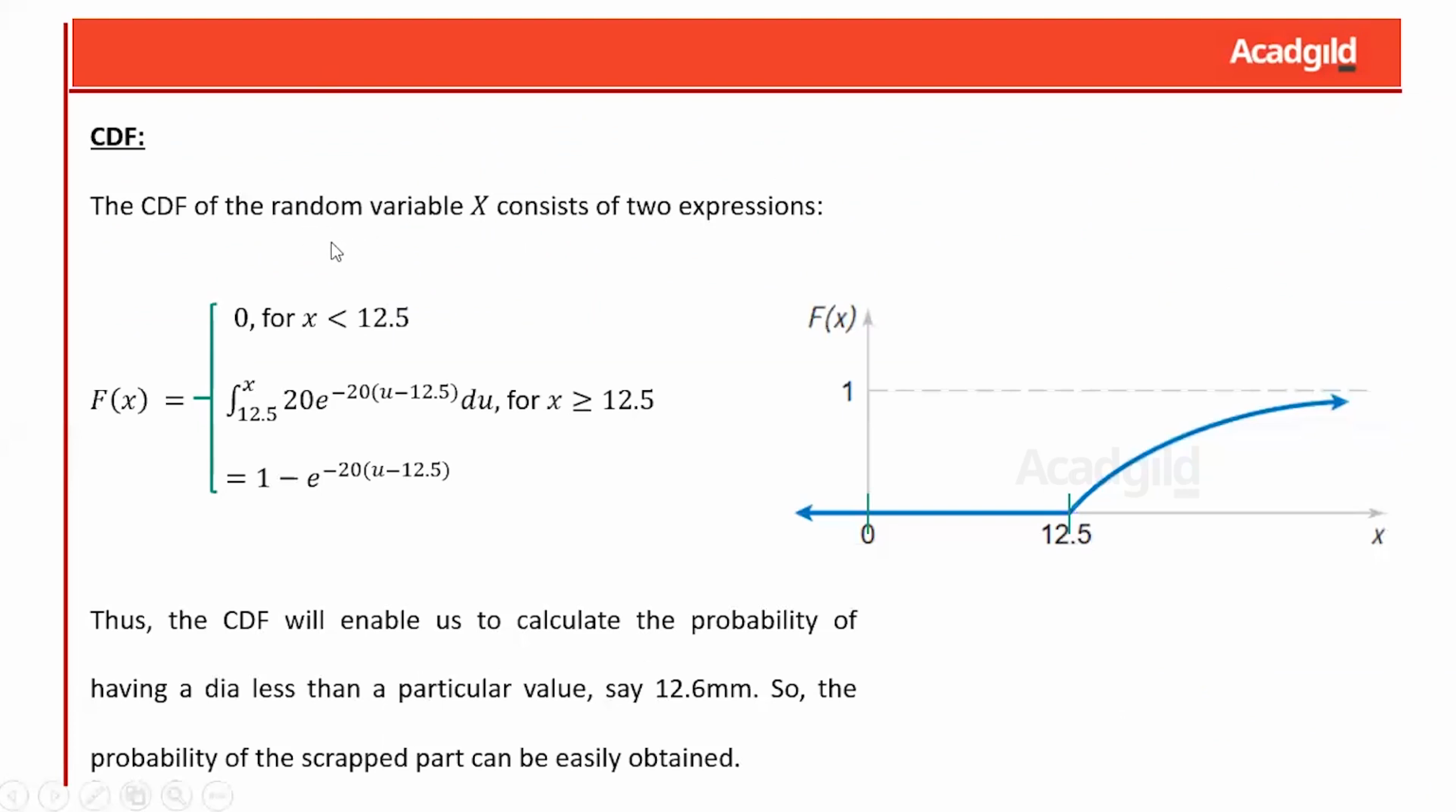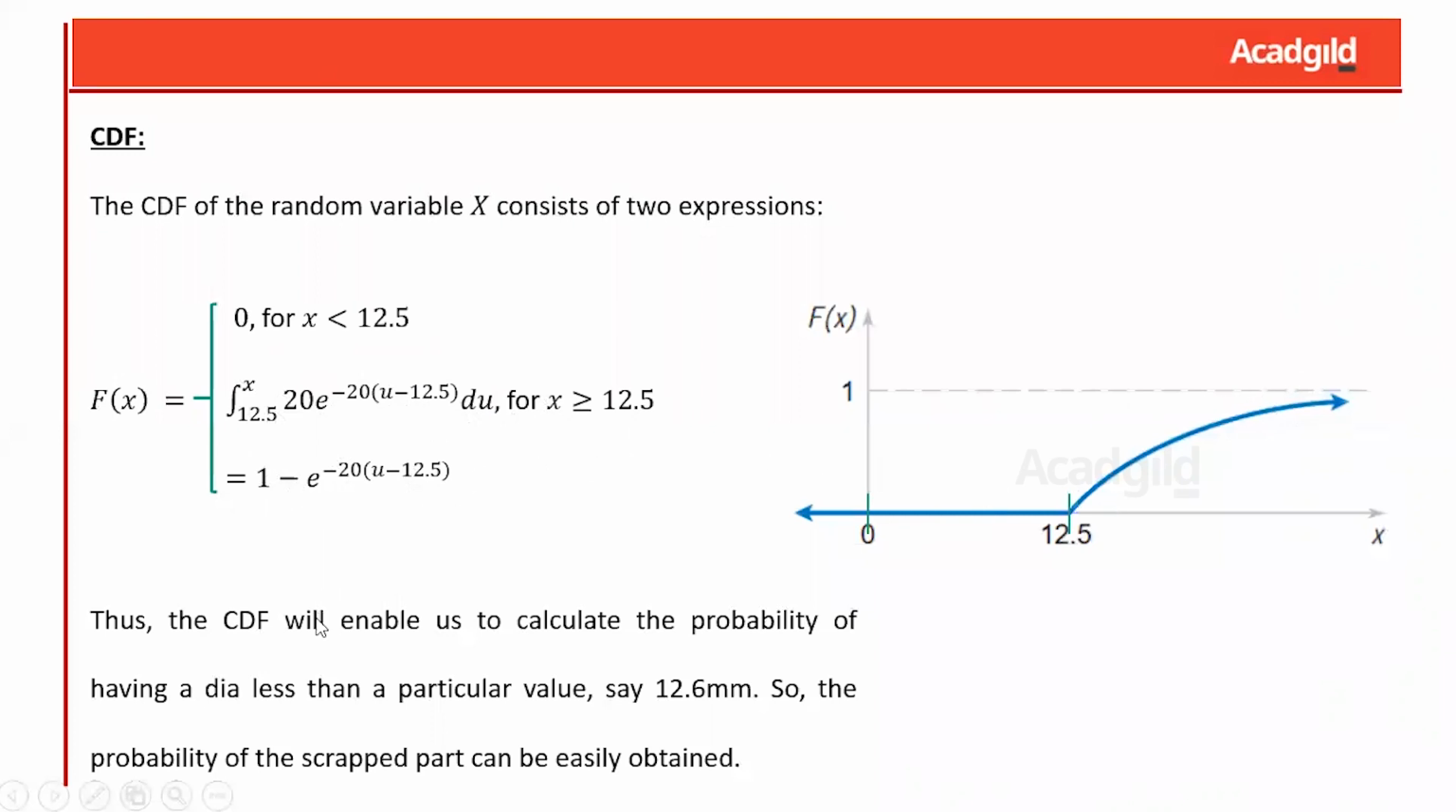Now the cumulative distribution function of the random variable x will consist of two parts. The first part being x less than 12.5 and the second part for x greater than or equal to 12.5. Now for the first part, my f(x) will be 0 since x is not defined here, as shown in the diagram. For the second part, we will have to calculate the CDF given by the suitable formula. So after calculating, we get F(x) for x greater than or equal to 12.5 as 1 minus e to the power of minus 20 into (x minus 12.5). So this particular expression is represented by this portion of the graph as shown in the figure.